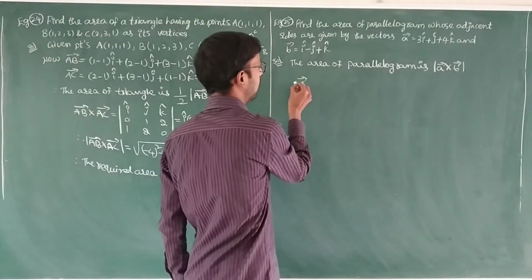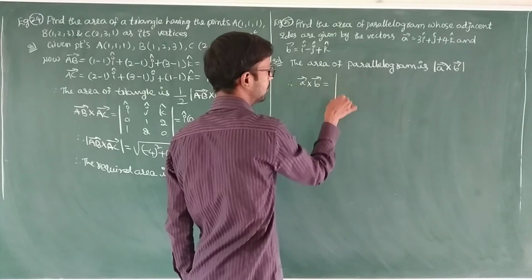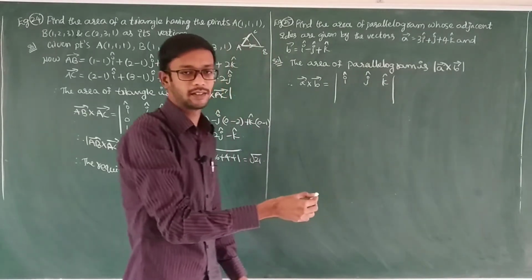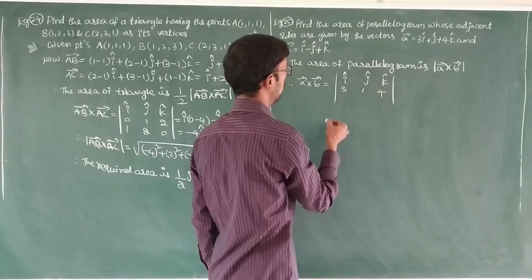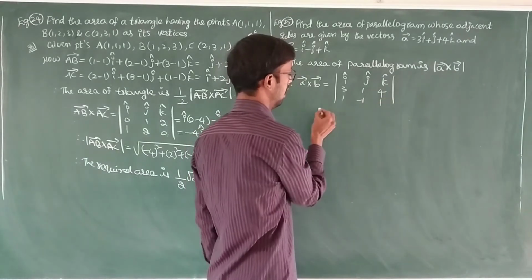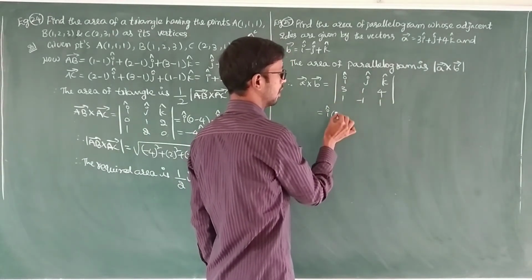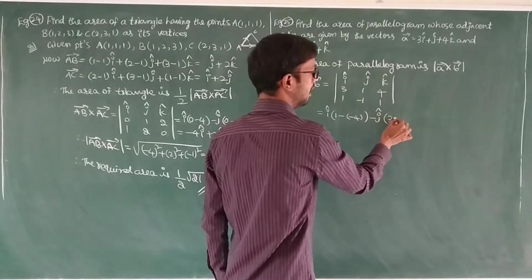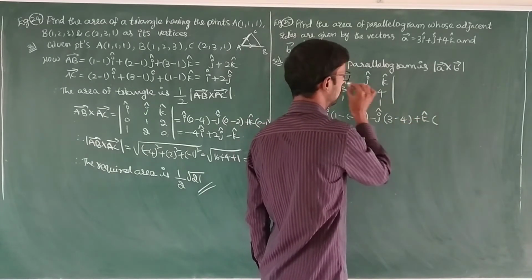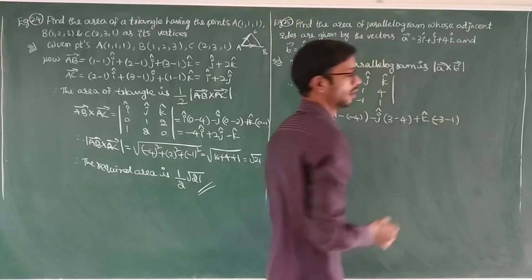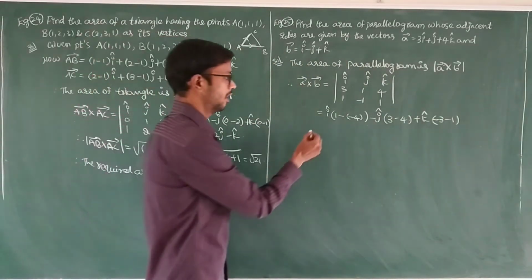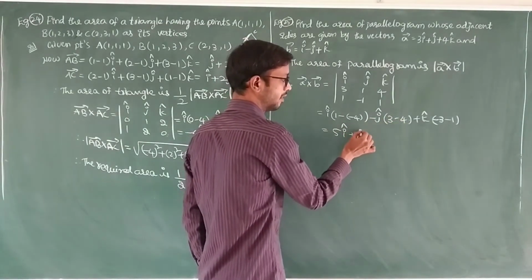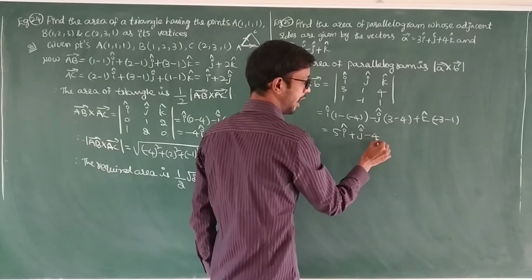So first I will find A bar cross B bar: i cap, j cap, k cap, with the vectors 3, 1, 4 and 1, minus 1, 1. i cap into 1 minus 1 minus 4, minus j cap into 3 minus 4, plus k cap into minus 3 minus 1. Now simplify this: 5 i cap minus 1 into minus, plus j cap, minus 4 k cap.